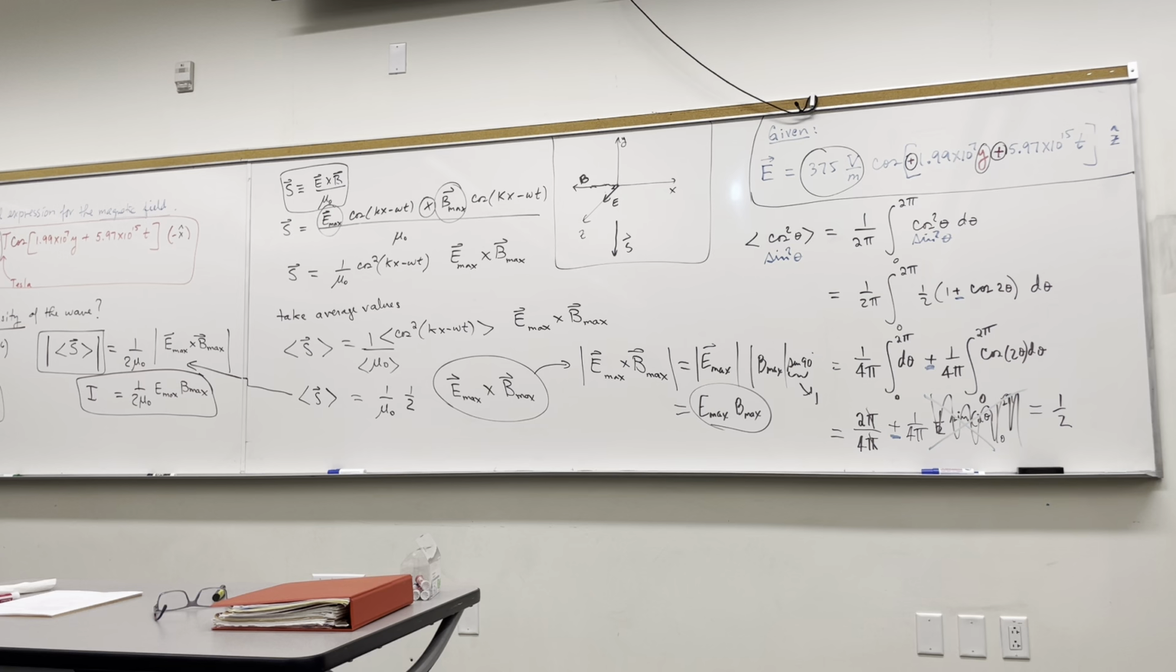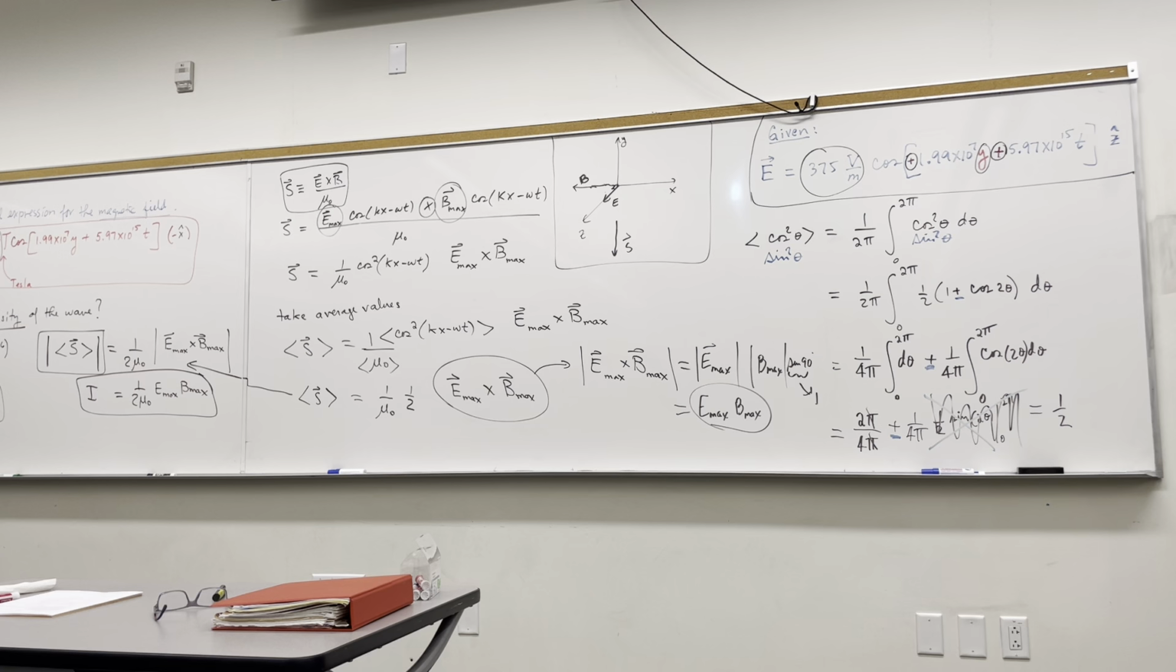Now, this baby over here will be 1/4 pi, and then the integral of the cosine of 2 theta is going to be 1/2 of the sine of 2 theta, evaluated from 0 to 2 pi. Now, what will be the sine of 4 pi? 0. And what will be the sine of 0? 0. So all of this drops out. And how much is then the answer? 1/2.